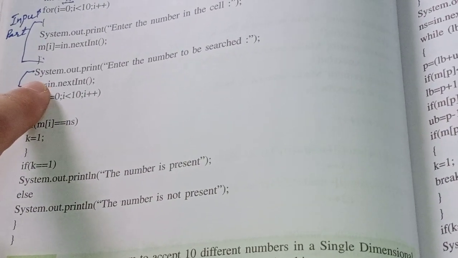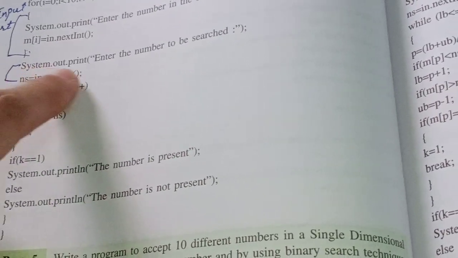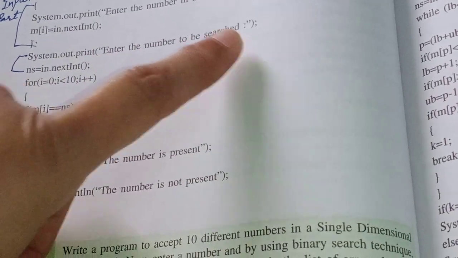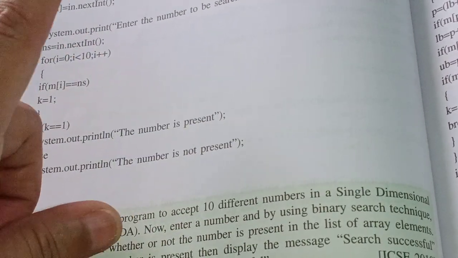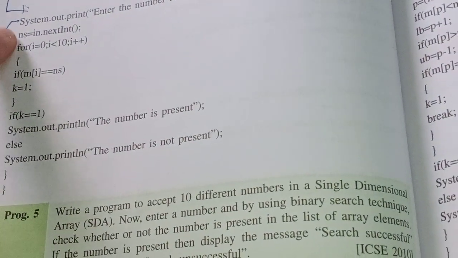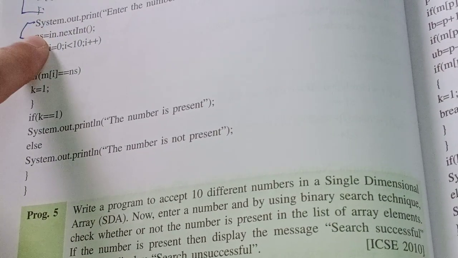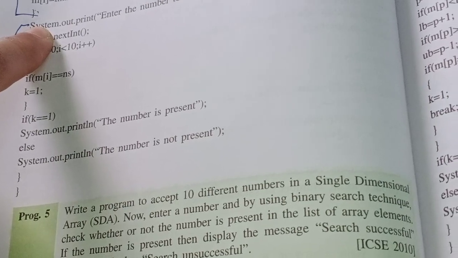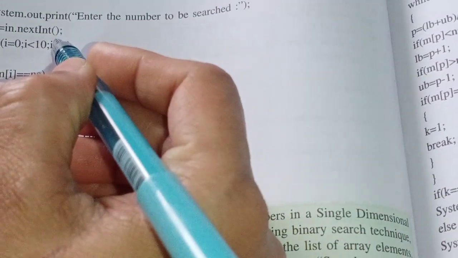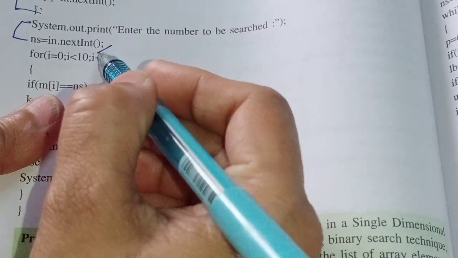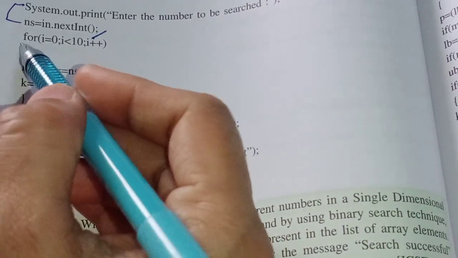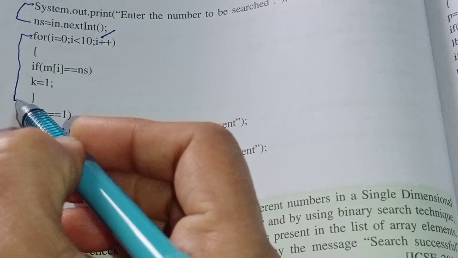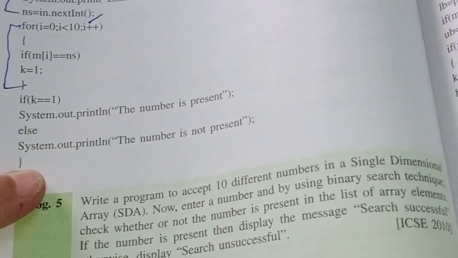Now we will accept one number to be searched. So enter the number to be searched, that is int ns = in.nextInt(). It is a single number that we have to search, so no need to accept it in an array. It will be written separately. So in linear search and in binary search, up to this part both programs will be the same. Only the change will be in the technique.